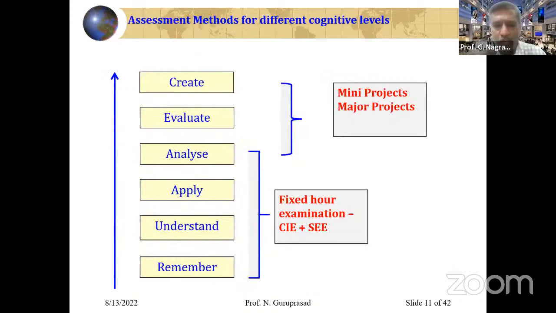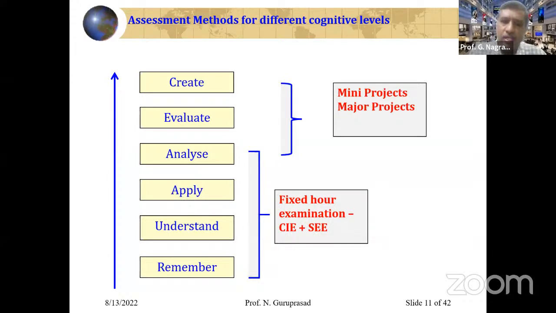The first four taxonomy levels, as of now, we are evaluating, keeping the fixed star examination in mind. That is a combination of two parameters. The first one is called continuous internal evaluation, and the second one is called semester end examination. By and large, the courses which come under the category of professional courses, it can be professional electives, it can be open electives as well. These are all the courses that we measure in fixed star examinations.